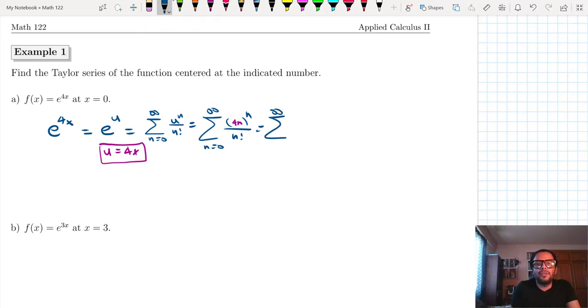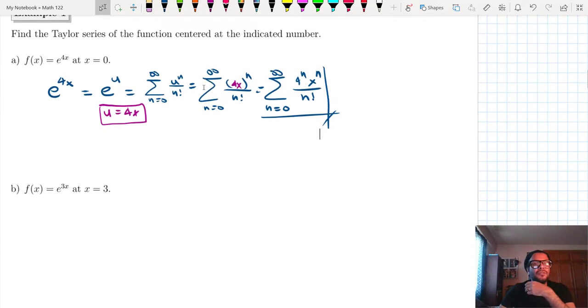Now all we have to do is distribute the power 4 to the n. Actually, not for n. This is supposed to be x, not n. 4 to the n times x to the n divided by n factorial. Do you see how much shorter this is? How much easier it is in comparison with the long process? How long did it take in this case? Like I promised in the previous video, literally seconds.